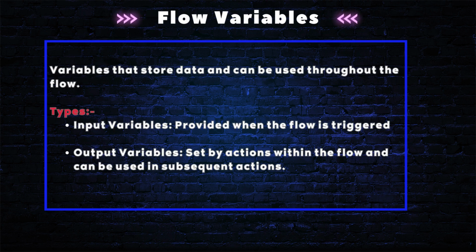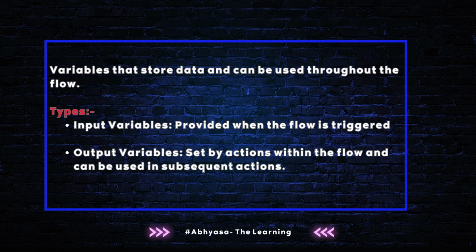Flow variables: variables that store data and can be used throughout the flow. Types: input variables, provided when the flow is triggered. Output variables, set by actions within the flow and can be used in subsequent actions.